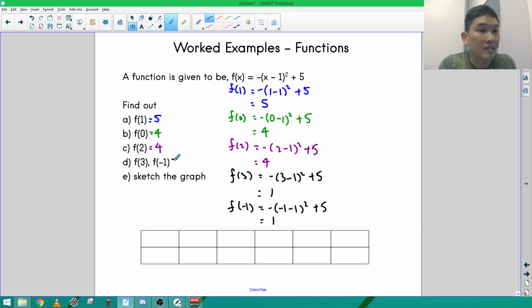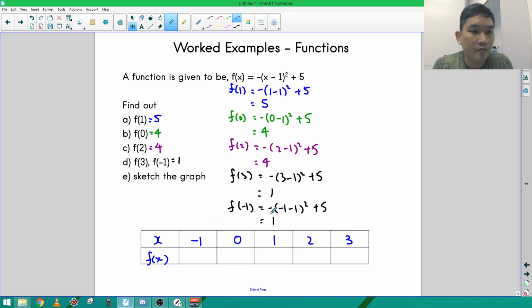Let's write them down in terms of a table. Again, this represents all the inputs, this represents all the outputs, and I want to arrange my inputs in numerical order. So looking at all my inputs, 1, 0, 2, 3, -1, let's start with the smallest, which is -1. And then as we go up, it becomes 0, 1, 2, and 3. Okay, and I'm going to fill in the respective output values.